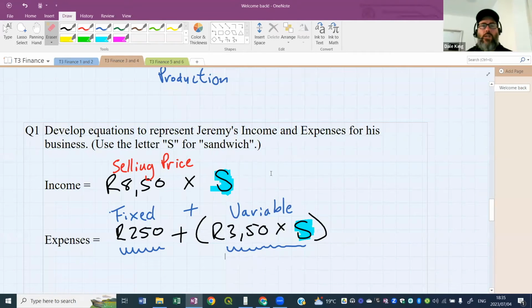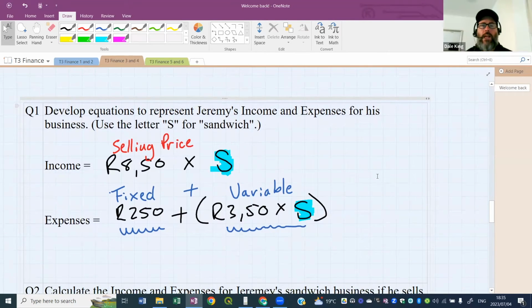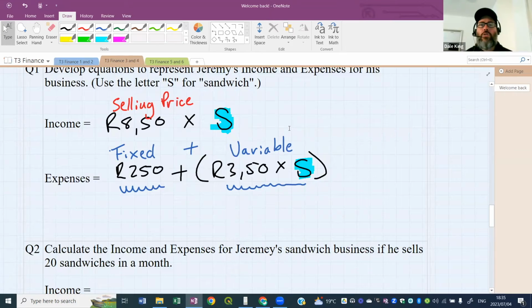Okay, so these are the equations. Don't be worried about letters in your equations, guys. It's just a mathematical way of explaining the scenario. Now, usually they ask you to create an equation. Sometimes they ask you to do the calculation first. But they often ask to create this equation and then use this equation.